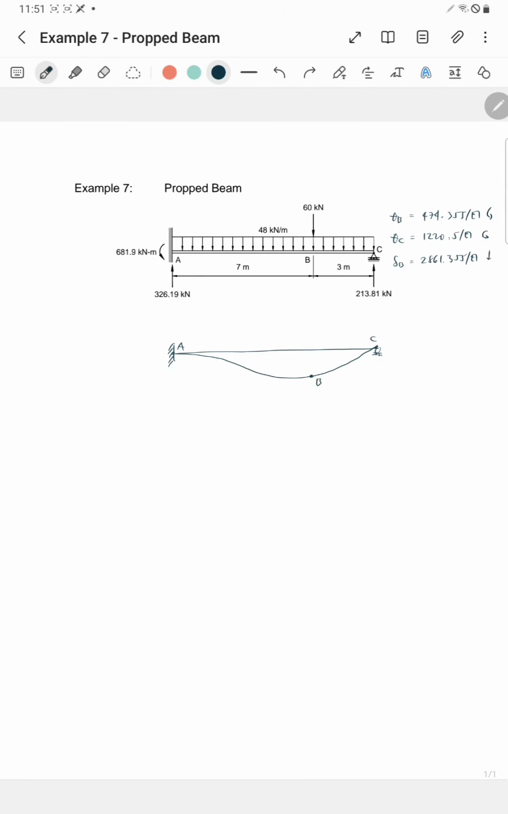Next, let's interpret the results. So we now have theta B, theta C, and deflection B. So this is the elastic curve. At point C, we make a tangent line, and theta C is counterclockwise. Then at point B, point B deflects downward. Then we make a tangent line at B. So this is the tangent line at B. So obviously, theta B rotates, point B rotates counterclockwise. And based on the elastic curve, the lowest point is located somewhere in between point A and B.